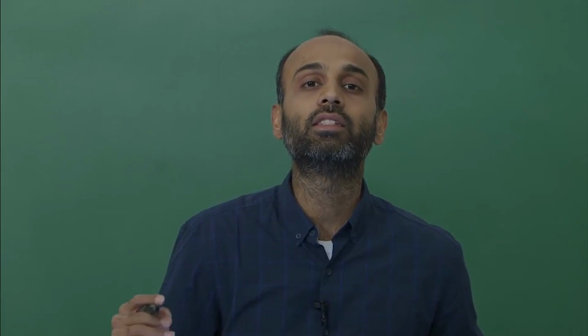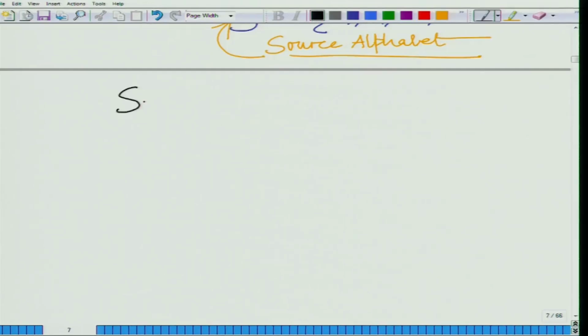If it is a continuous source, it takes values from a continuous range with a probability density function. Now, we have a discrete source which is generating discrete symbols according to a set of probabilities. This is the model of our source.